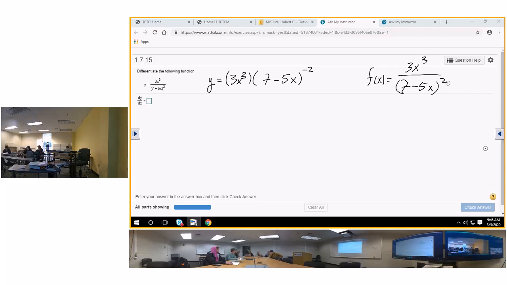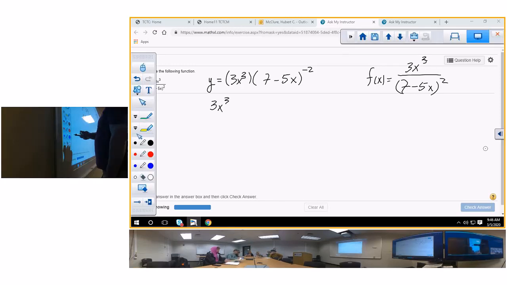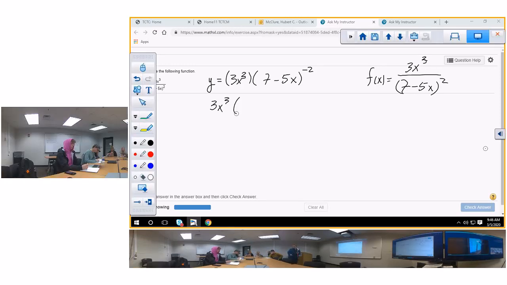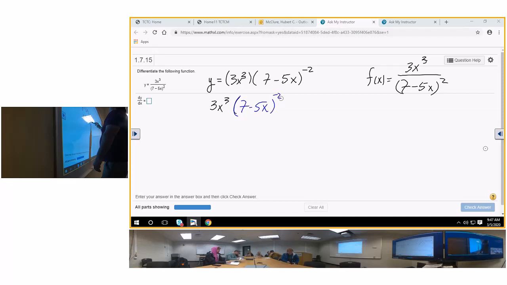First, times the derivative of the second. Plus the second.